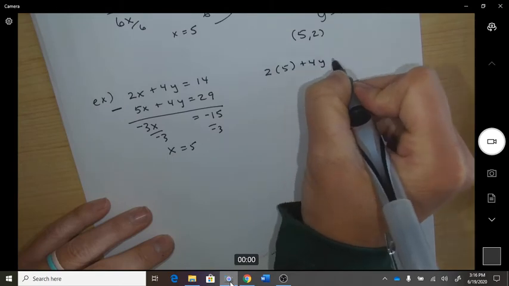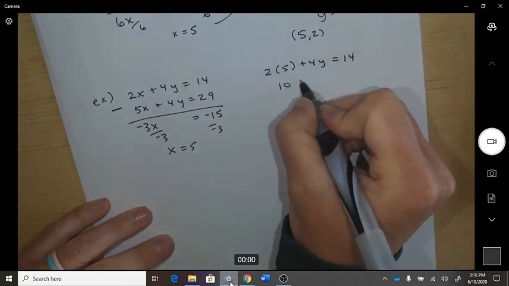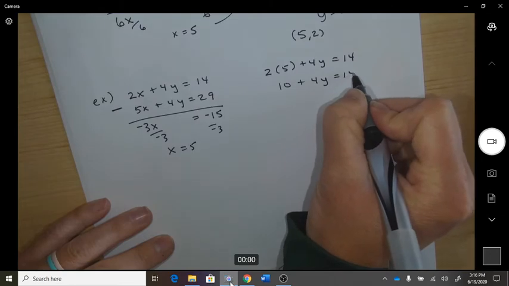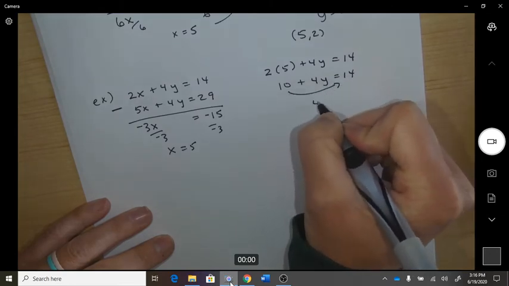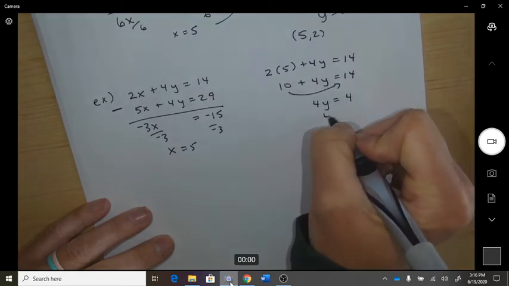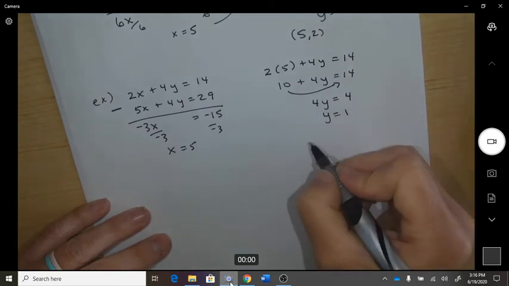Plugging it in. Hopefully I can do my algebra right this time. 10 plus 4y equals 14. 4y equals 4, so y equals 1.